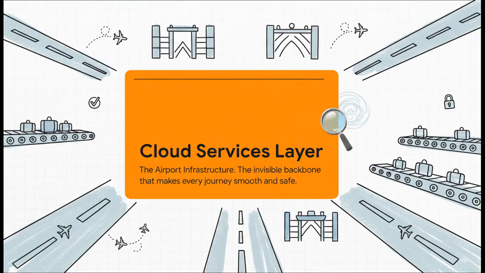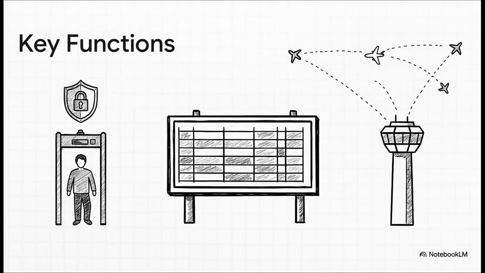Every great airport has runways, security, and baggage systems that just work. In Snowflake, this is the cloud services layer. Think of it as the invisible brain of the whole operation. It's constantly running, always aware, and it makes sure every single data journey is smooth and totally secure. And you can see how each function has a perfect real-world parallel. Security and access control, that's your TSA screening. Metadata management is like the master flight schedule, telling you what data exists and exactly where it is. And query optimization, that's air traffic control, finding the most efficient route for every single request.